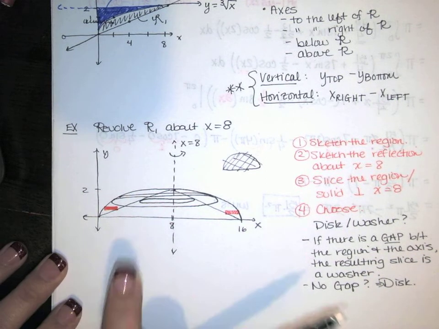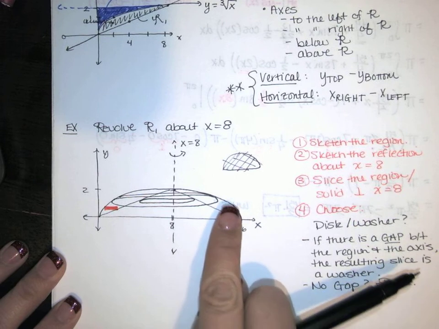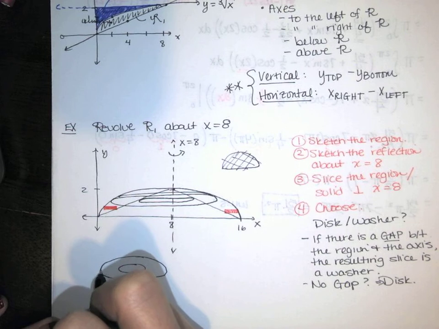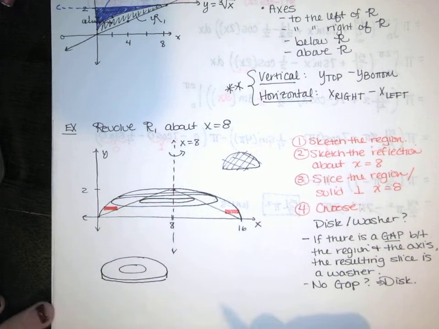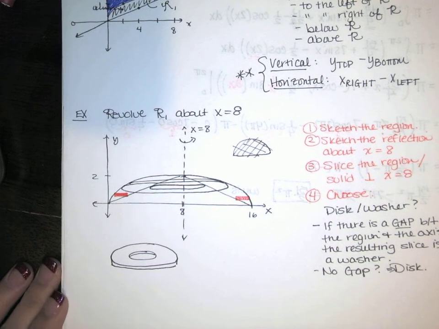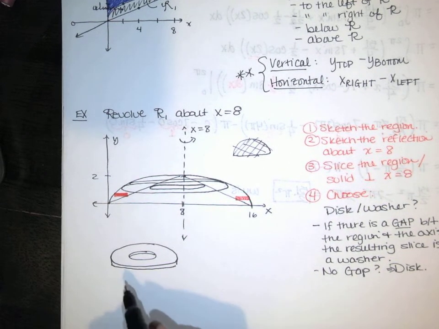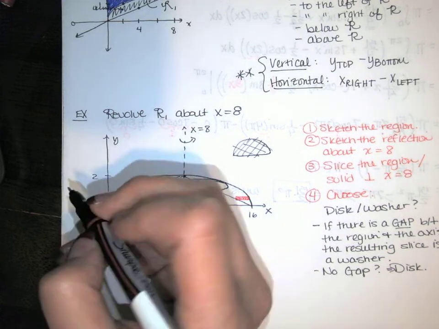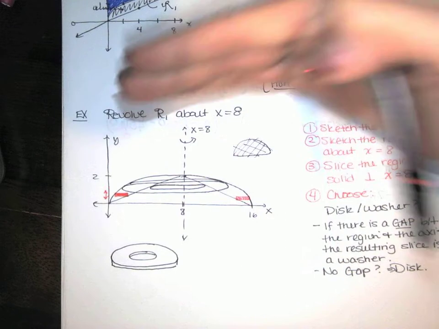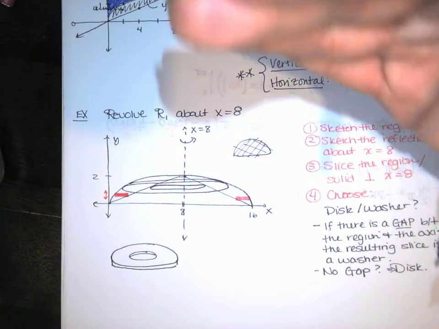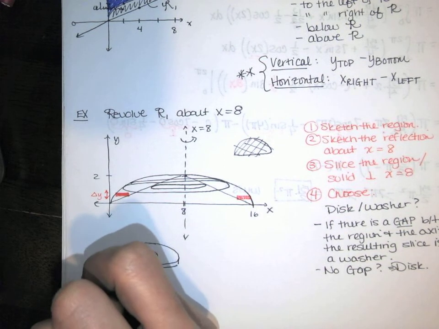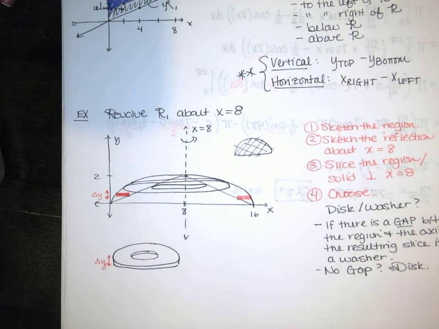Okay, so we've got a gap. If I take that little piece and I rotate it around, I'm going to see something that looks like this. Or I'll try to draw it out here. It looks like this. Looks a little better out here, doesn't it? Okay, so that's my washer. Now, the width of my washer, or the thickness of my washer, is the width of that representative rectangle. We've sliced perpendicular to x equals 8, which also happens to be perpendicular to the y-axis. That's a little tiny vertical distance. So the width or thickness of my washer is delta y.